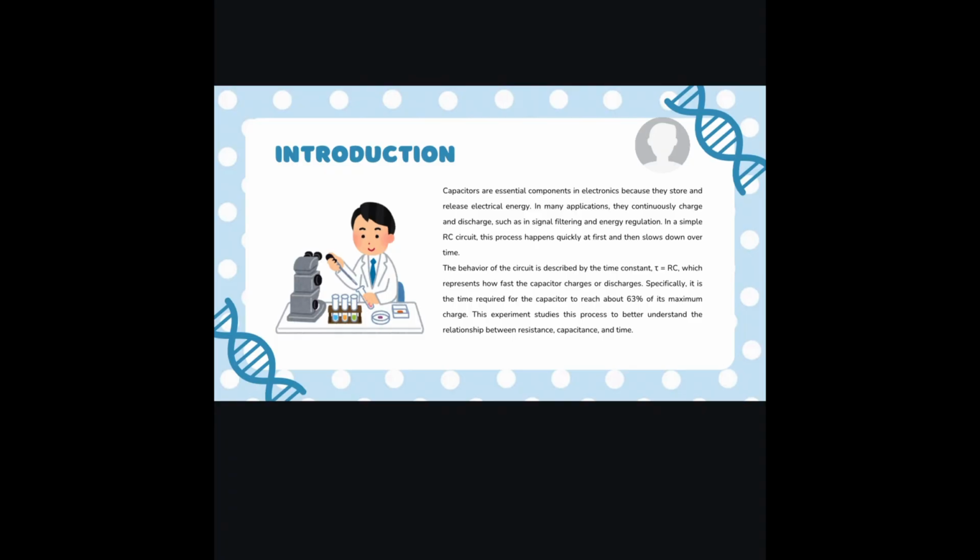Introduction. Capacitors are essential components in electronics because they store and release electrical energy. In many applications, they continuously charge and discharge, such as in signal filtering and energy regulation. In a simple RC circuit, this process happens quickly at first and then slows down over time. Specifically, it's the time required for the capacitor to reach about 63% of its maximum charge. This experiment will study the process to better understand the relationship between resistance, capacitance, and time.